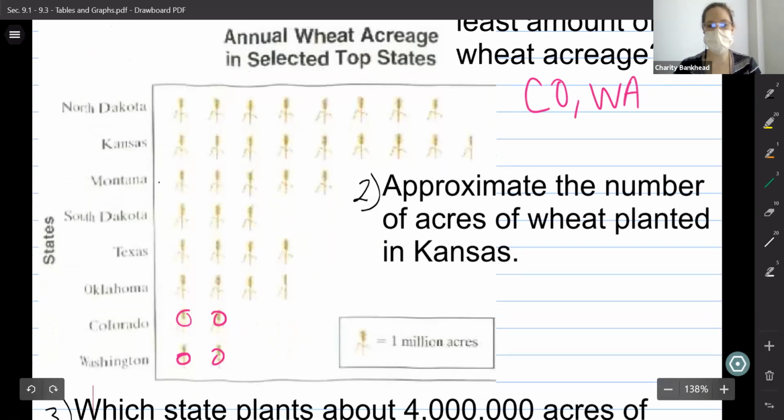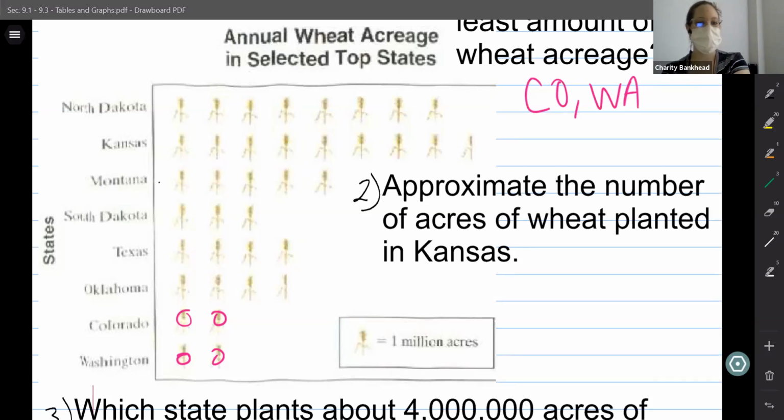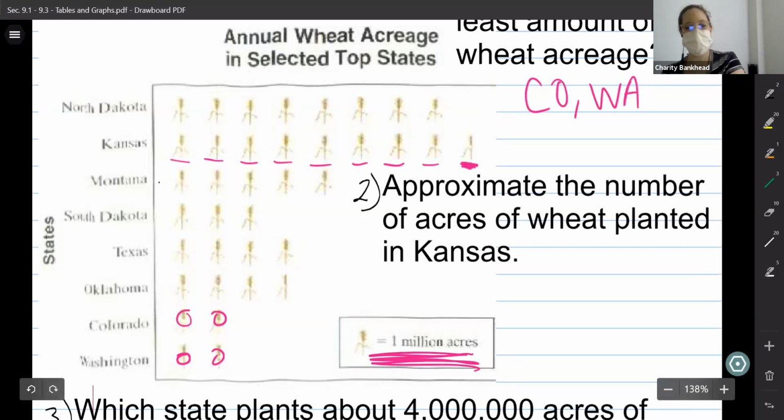And then question number 2 says, approximate the number of acres of wheat planted in Kansas. Okay, so Kansas, we have 1, 2, 3, 4, 5, 6, 7, 8. And I don't know if you can tell or not, but this right here is supposedly 1/2 of the picture on the end here. So it's going to be 8.5 million acres. Look at the little key down here. It says each one of those little pictures represents 1 million acres. All right, so 1, 2, 3, 4, 5, 6, 7, 8.5. So 8.5 million acres.